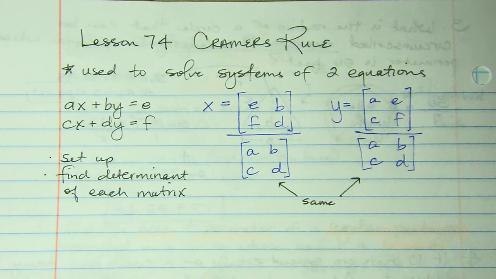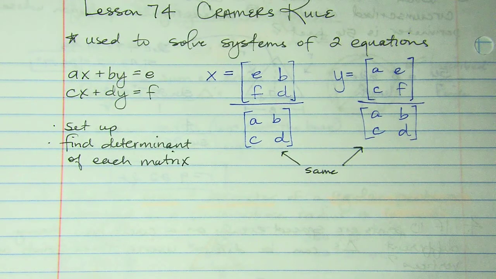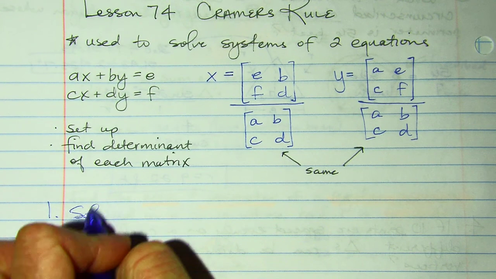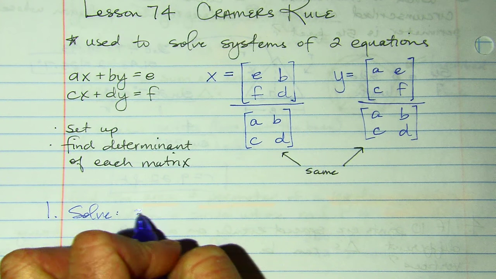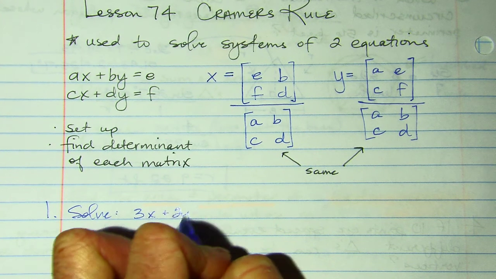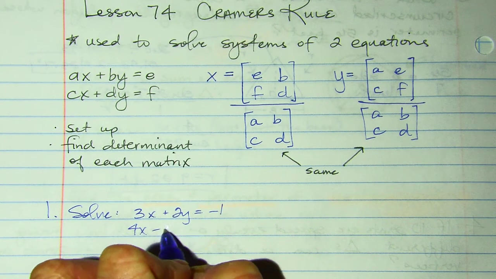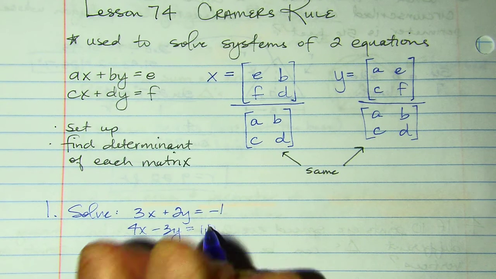All right, so we are going to do a couple examples, and that really is it for this section. It's nice and short. So number one, solve 3x plus 2y equals -1, and 4x minus 3y equals 10.